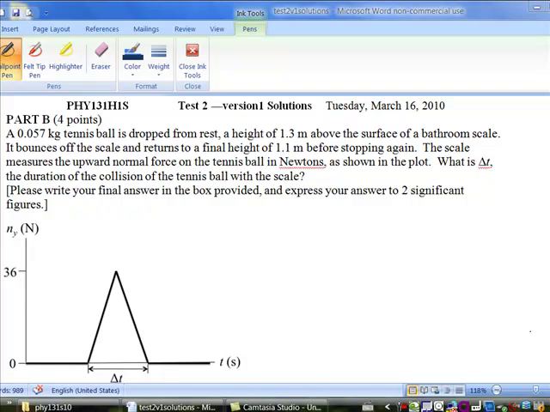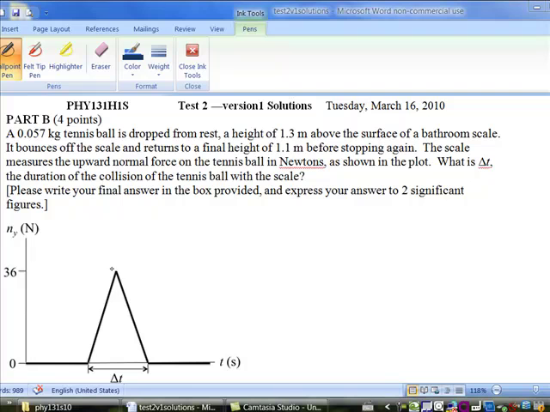Part B. A 0.057 kilogram tennis ball is dropped from rest, a height of 1.3 meters above a bathroom scale. It bounces off the scale and returns to a final height of 1.1 meters before stopping again. The scale measures the upward normal force on the tennis ball in newtons as shown in the plot. So this is during the collision. So before the collision there's 0 newtons.